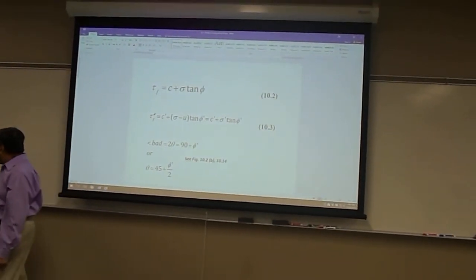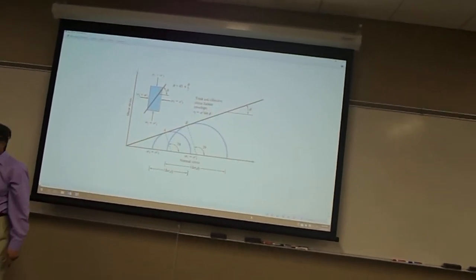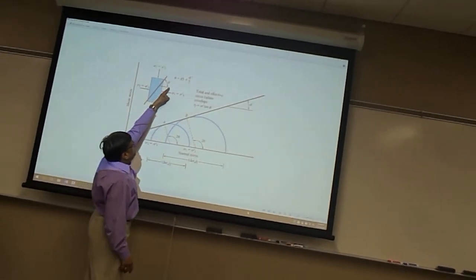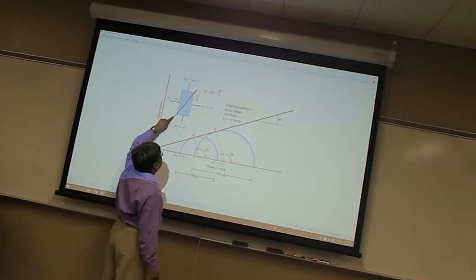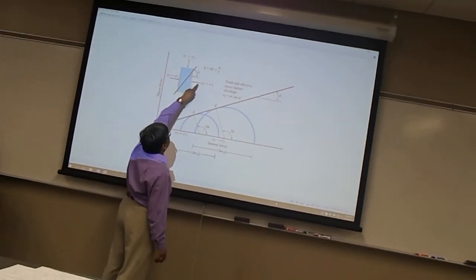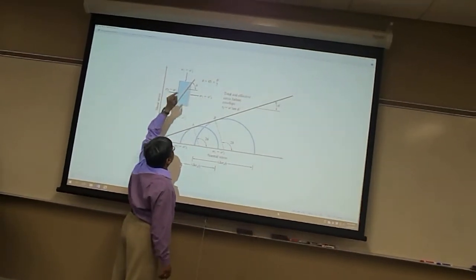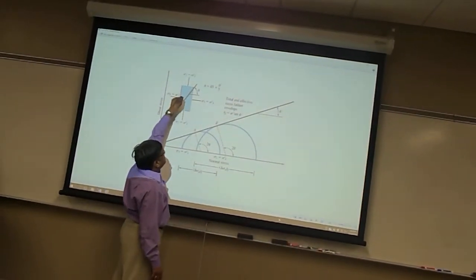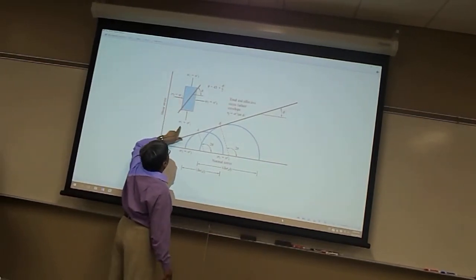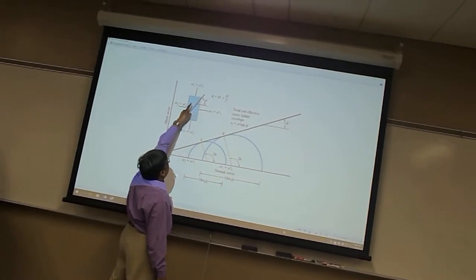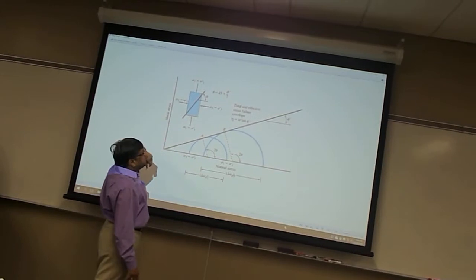Here, this is what you see as theta, 45 degrees plus half phi prime, the slope of the failure plane with respect to the minor principal stress sigma 3. Also we have sigma 2 perpendicular to the plane of the board, both being equal, and sigma 1 is more, so creating shear stresses on this inclined plane causing the shear failure.